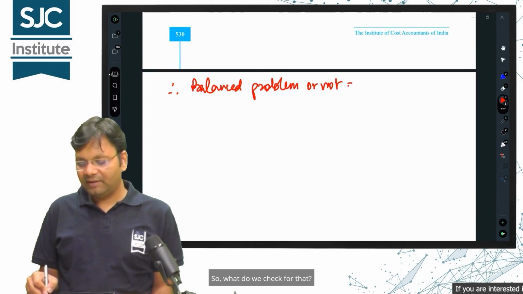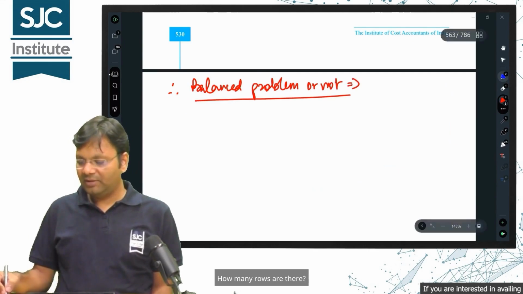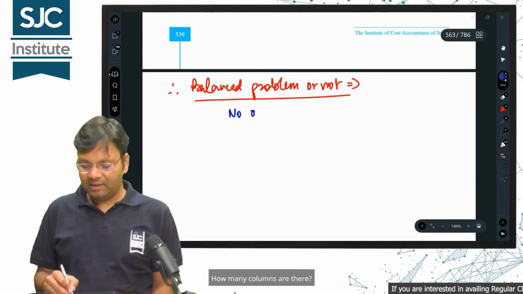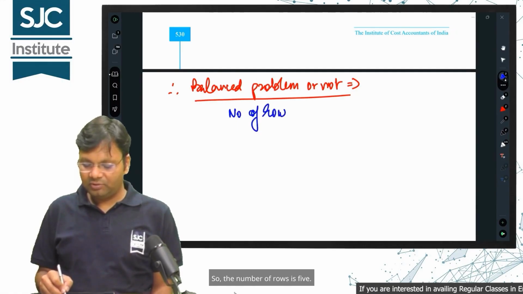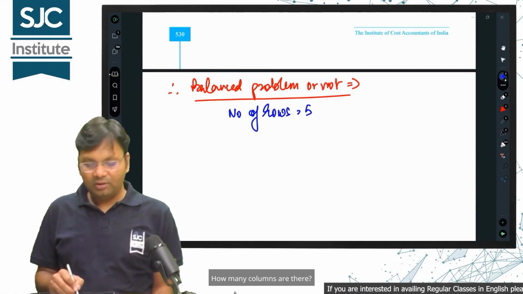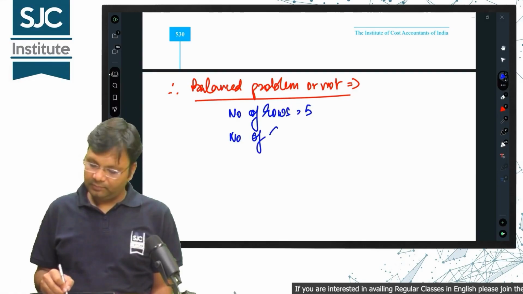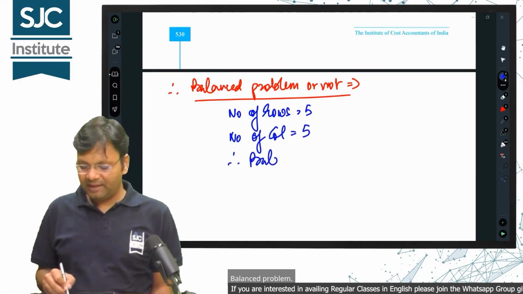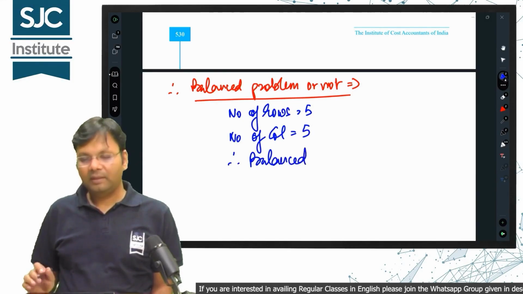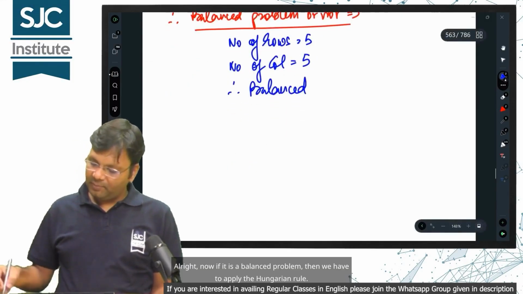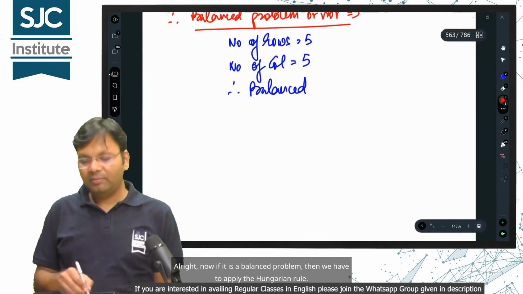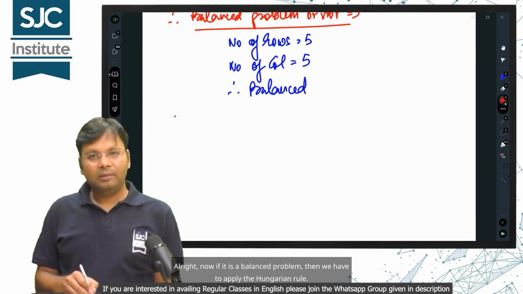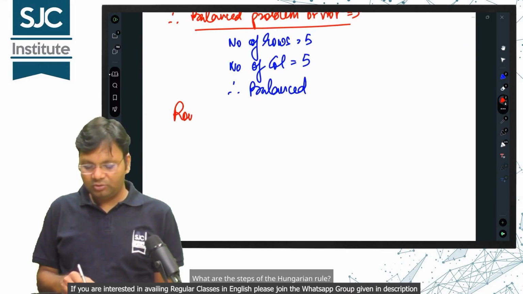So, what do we check for that? How many rows are there? The number of rows is 5. How many columns are there? 5. Both tally. So, what will we say? Balanced problem. Now if it is a balanced problem, then we have to apply the Hungarian rule. What are the steps of the Hungarian rule?